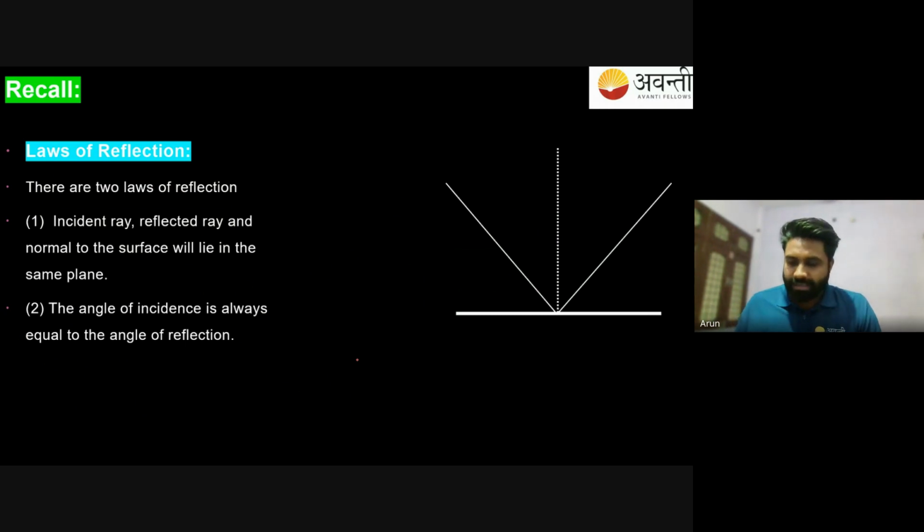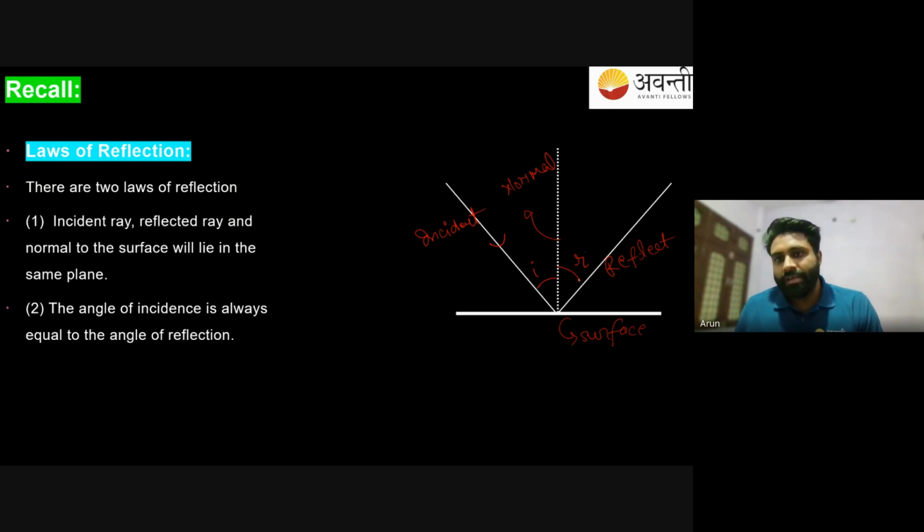Now the laws of reflection that I have told you. Firstly, this is the incident ray, and this is the reflected one. This is the surface that we have, and this is the normal to the surface. I have told you this angle is the angle of incidence, this angle is the angle of reflection. These both angles, angle I is equal to angle R.